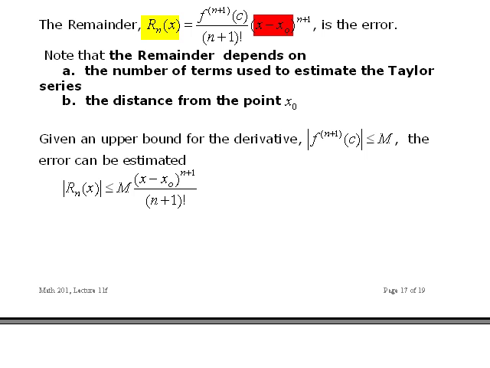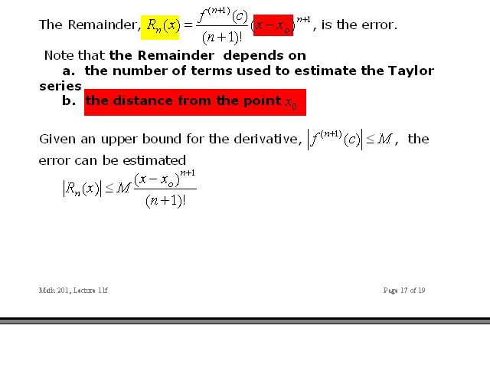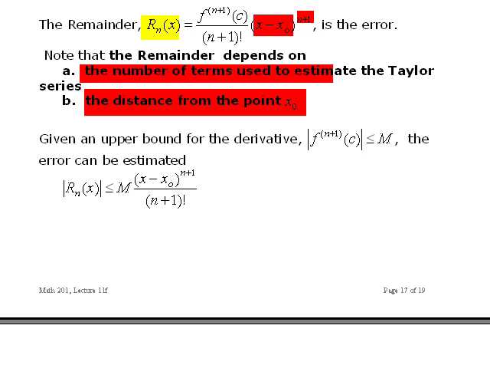Well, the greater this difference, this is raised to the n plus 1 power, the greater the value of r. So there we go. The remainder depends on the distance from the point of expansion x naught. The next thing to note is that it is raised to this n plus 1 power, and it depends on the number of terms used. The more terms used, the smaller the error. Well, assuming convergence here. Okay.